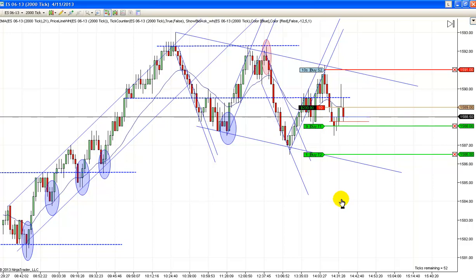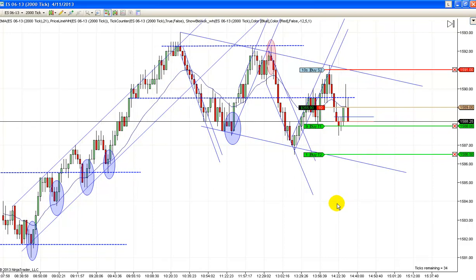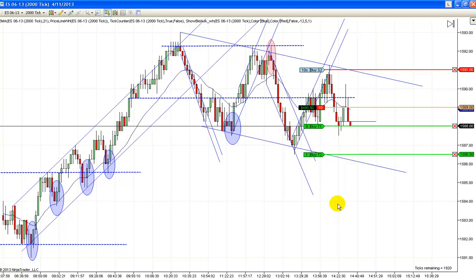People are always saying, hey, show us a live trade. Anybody can show you after the fact. And so I like to show these examples of how it works.